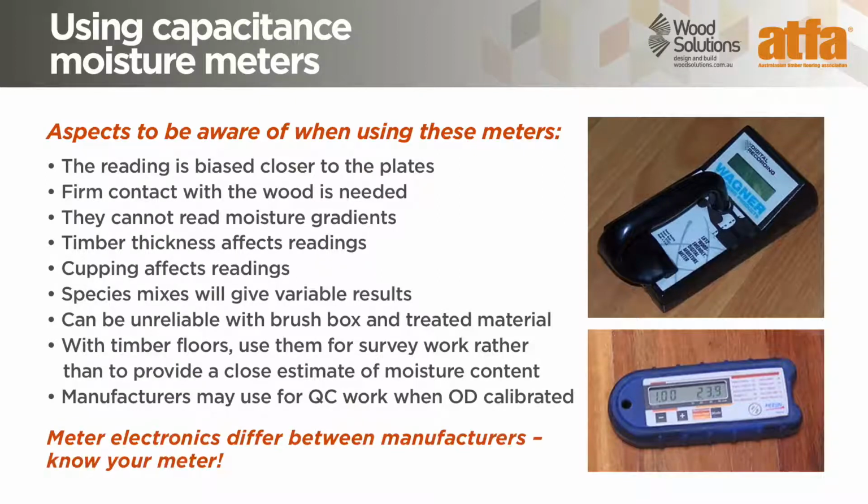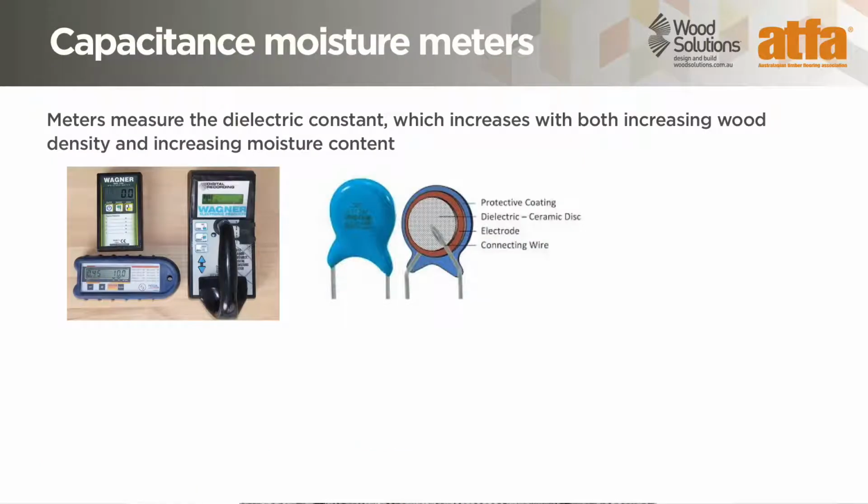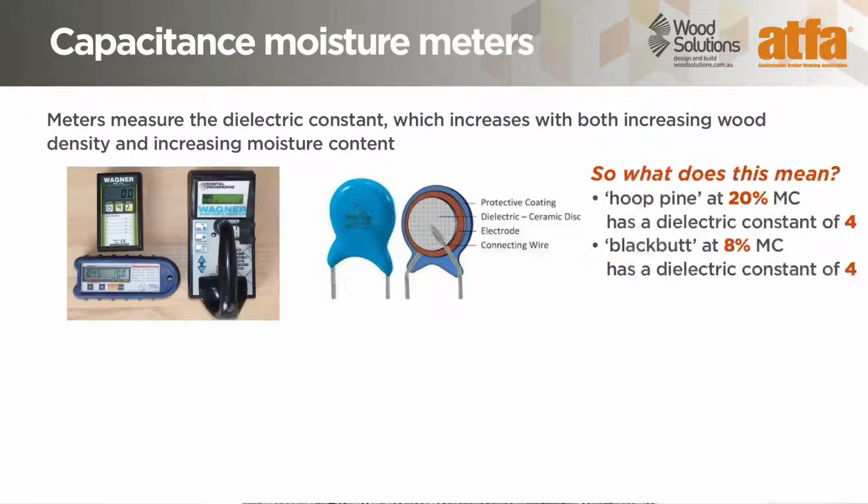Note that meter electronics differ between manufacturers, so different meters have different characteristics. So, it is important to know your meter. These meters measure the dielectric constant that rises with both increasing wood density and increasing moisture content. So, what does this mean?